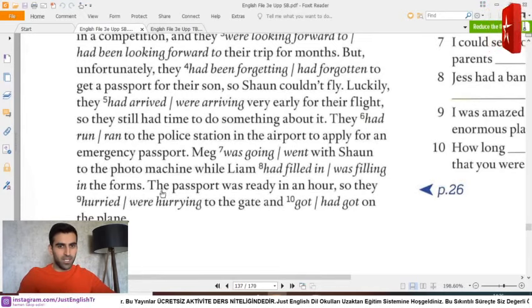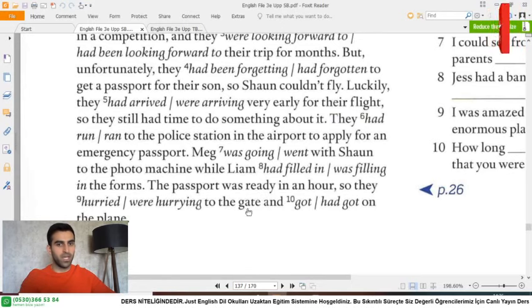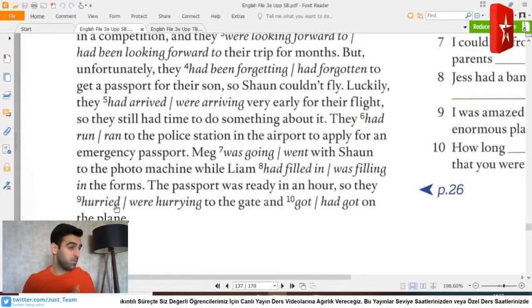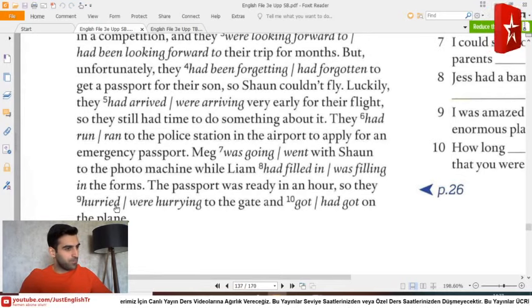And the last sentence: the passport was ready in an hour, so they hurried or were hurrying to the gate and got or had got on the plane. So, last sentence, two correct answers we should choose. Which one is correct? They hurried to the gate. Maybe they were hurrying. Maybe, I don't know. Let me wait for the students' answers. Then I will tell you the correct one. Hurried and got, they say.